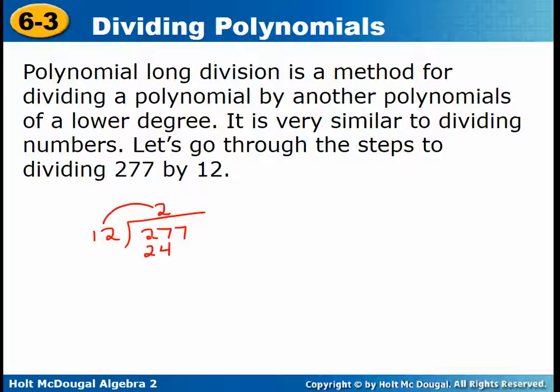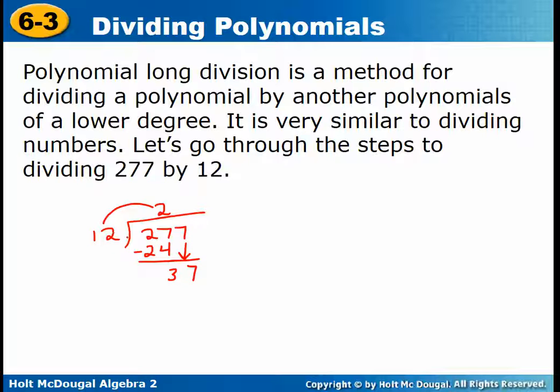And I write that underneath the 27. Then you subtract the 24 from the 27. Remember that step? So 7 minus 4 is 3, and 2 minus 2 is 0. Then our next step is to bring down the 7. So I bring down the next term. Now I repeat the steps just like if I had 37 divided by 12.